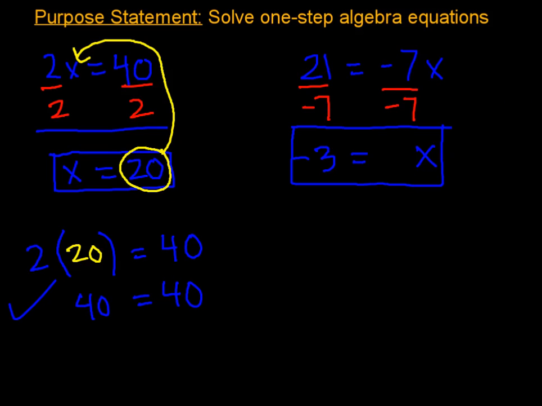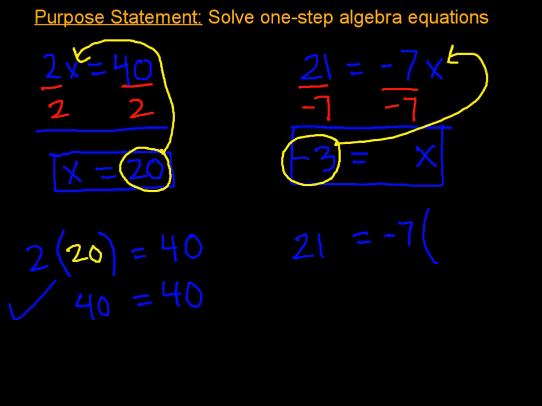Okay, now to check our answer, we want to take negative 3 and plug it back into this equation for x. And we find that 21 is equal to negative 7 times negative 3. And we're looking for a true statement. 21 does equal 21, so our answer checks out. We got it correct.